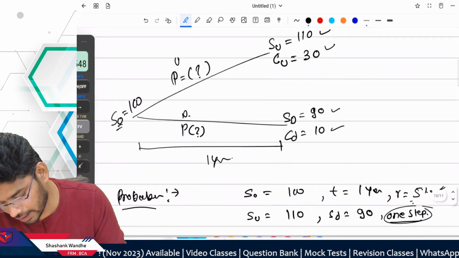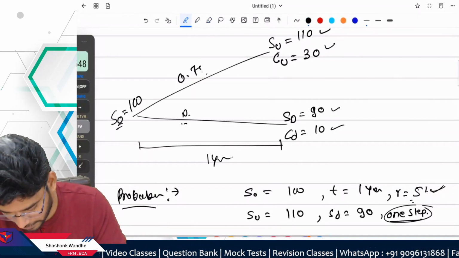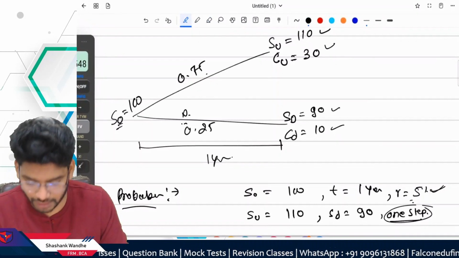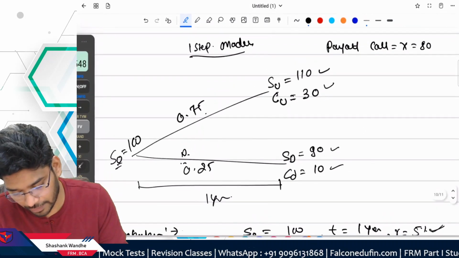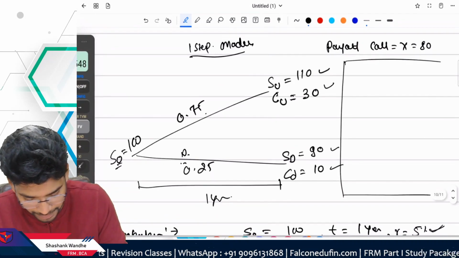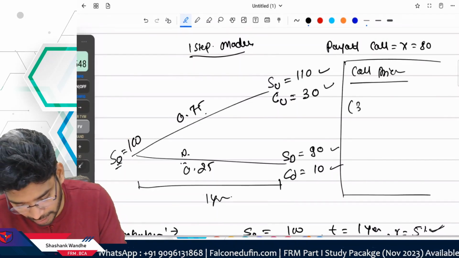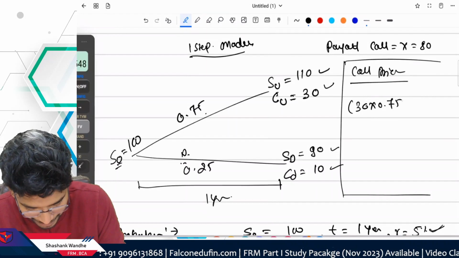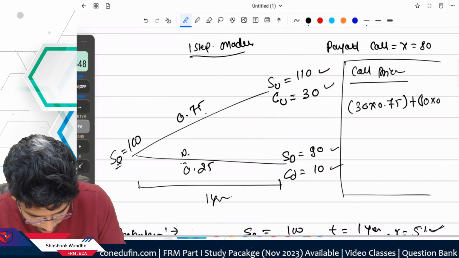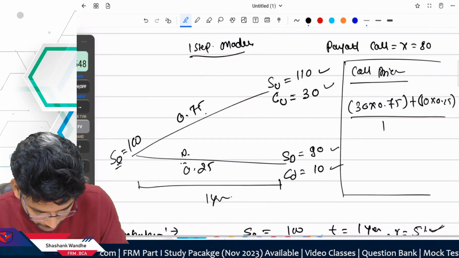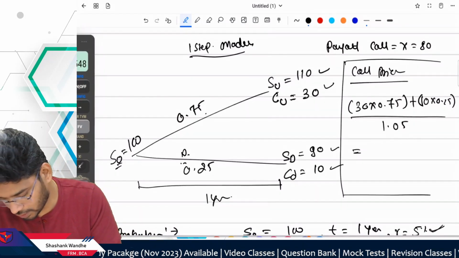So now we have our probabilities: 0.75 here and 0.25 here. Then we simply calculate the expected payoff and discount it with the rate given. For the calculation of the call price, the formula goes like 30 multiplied by 0.75, the expected value of the payoff, plus 10 multiplied by 0.25, divided by 1.05. You can also use the e to the power formula, no problem with that.